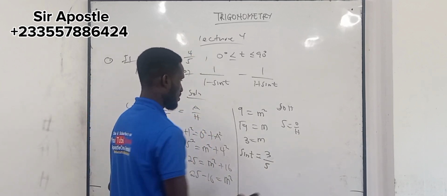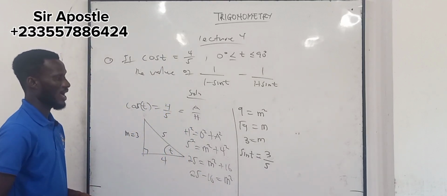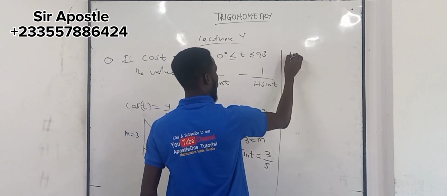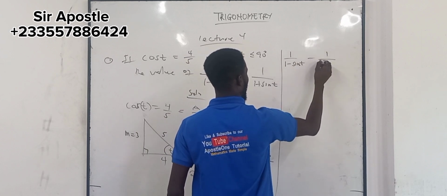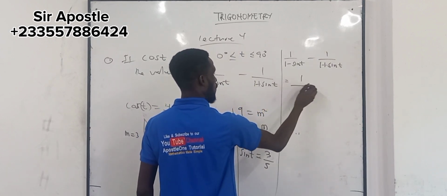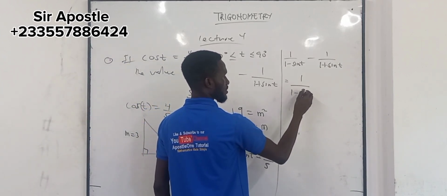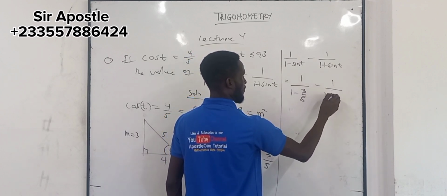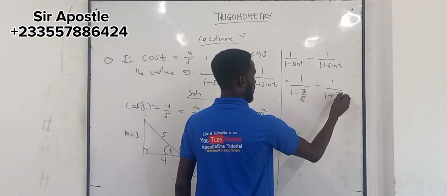So what we have to do is to solve this particular question. At this point, we are supposed to solve for 1 over 1 minus sine t, minus 1 over 1 plus sine t. So let me continue. We have 1 over 1 minus, what is sine t? Sine t is 3 out of 5. So we substitute 3 out of 5. Minus 1 over 1 plus sine t. What is sine t? It is 3 out of 5.